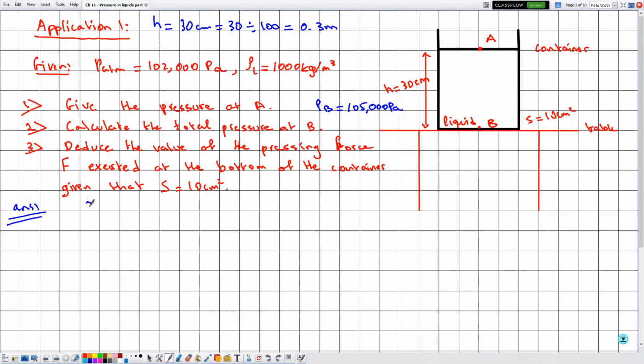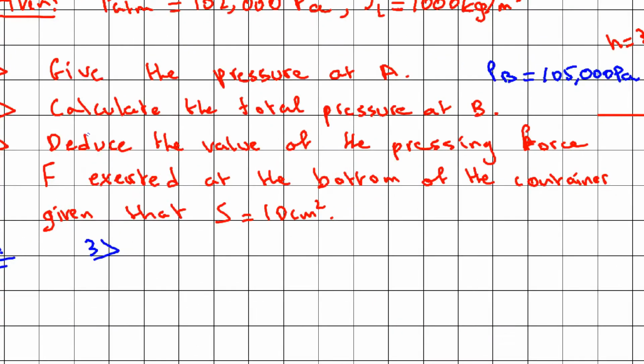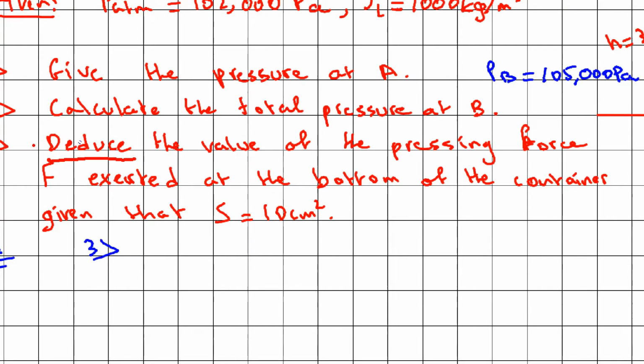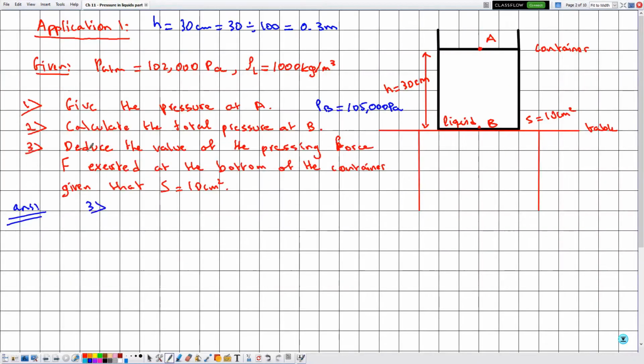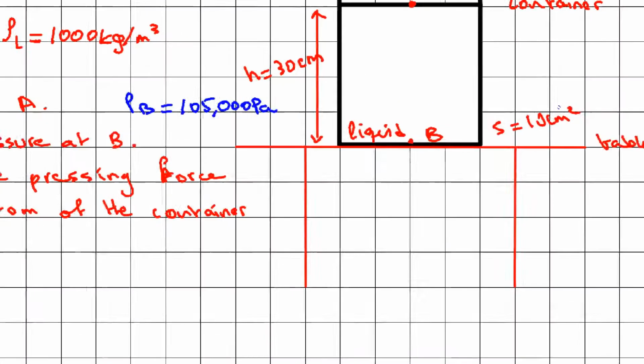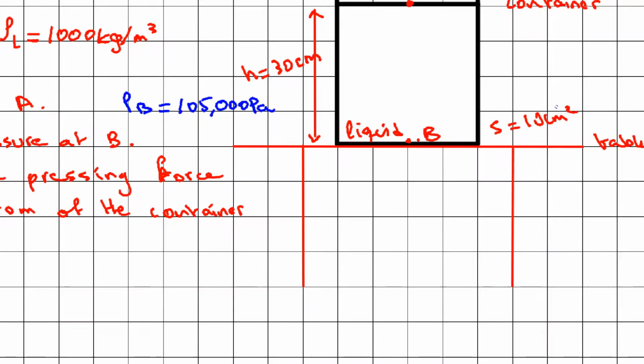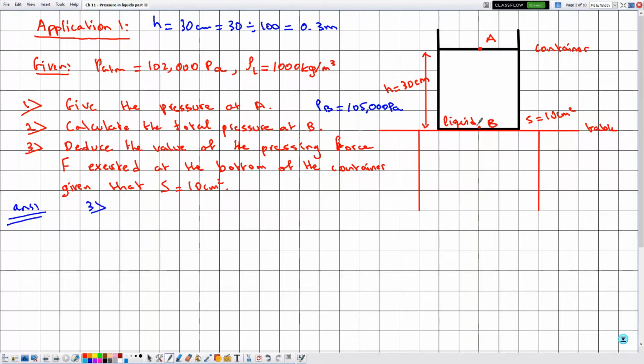Now, as for number 3, they are telling us to deduce the value of the pressing force F exerted at the bottom of the container, given that S is equal to 10 centimeters squared. By deduce, it means that we need to use the previous part. In the previous part, we determined the value of the pressure at the point B, and notice that the point B corresponds to the bottom of the container. So we know the value of the pressure at the bottom of the container. We are asked to determine the value of the force, knowing also the cross-sectional area.